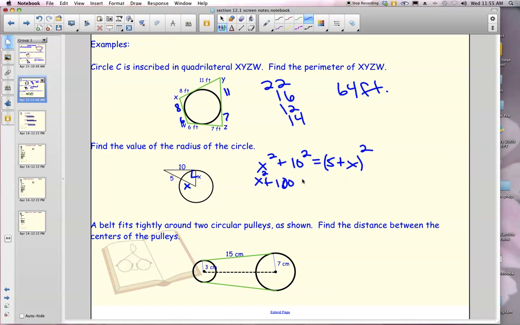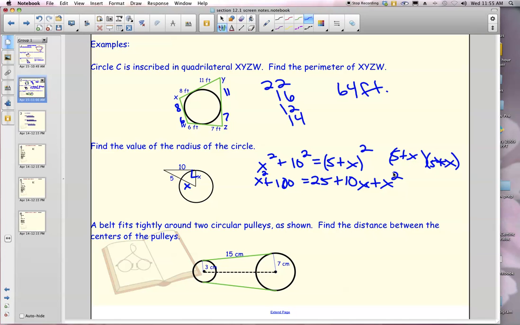Now, when we square this, that means that you're going to take 5 plus x times 5 plus x. We would use the FOIL method to stretch that out, so we would do 25 plus 5x, and plus 5x gives us plus 10x. And then our last one would be plus x squared.